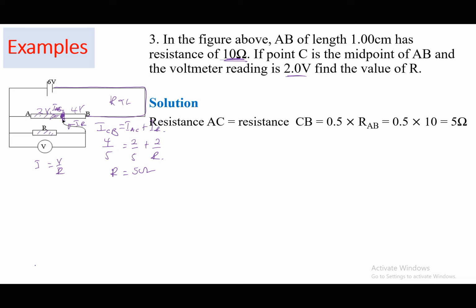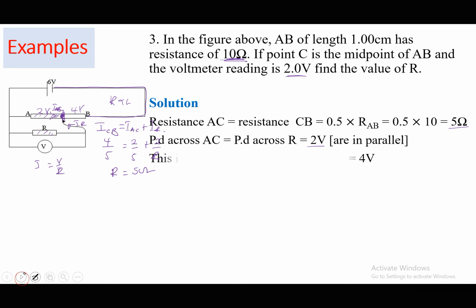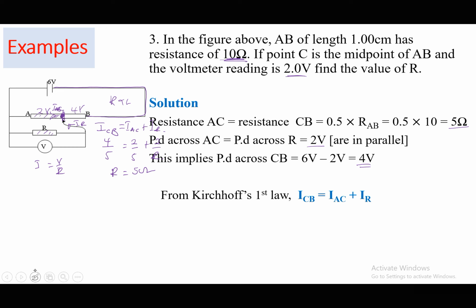Okay, so in my solution, I say the resistance SC is the same as the resistance CB, which is 5 ohms. I've already mentioned that. And then the PD across SC is the same as the PD across R, which is 2 volts, because those two parts are in parallel, which meant that the PD across CB is 6 minus 2. That is the balance of 6, which gives us 4 volts. And if I use Kirchhoff's first law, I_CB is the same as I_SC plus I_R. And when I just substitute, I get R as being equal to 5.